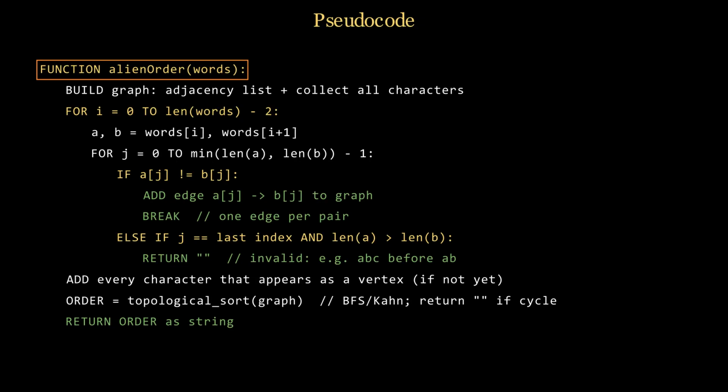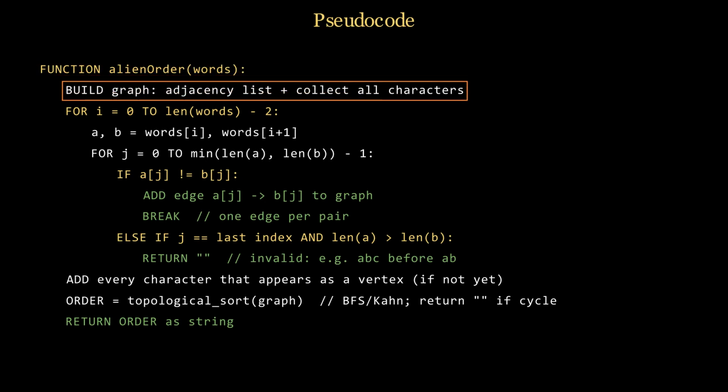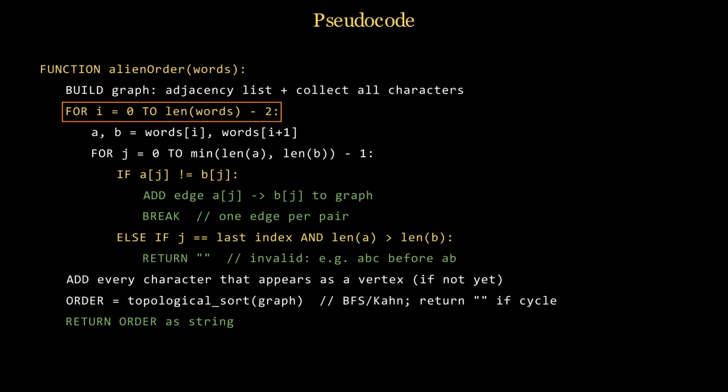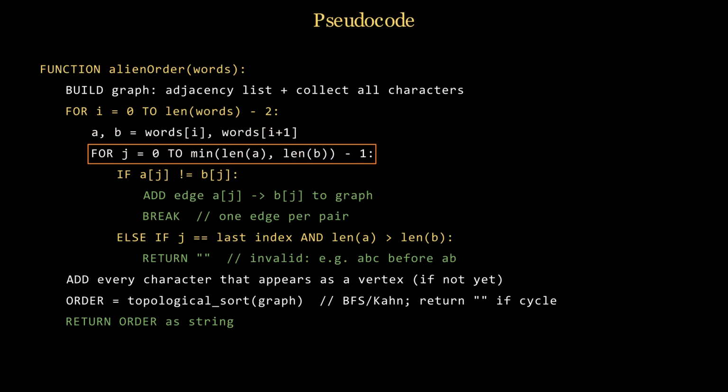Here is the pseudocode for Alien Dictionary. We build the graph by looping over adjacent words, then we run topological sort. Frame 2 shows the BFS-based topological sort. We build a directed graph and collect every character that appears in any word. Loop over each adjacent pair of words, words[i] and words[i+1]. Let A and B be the two words we're comparing. Compare character by character up to the length of the shorter word.